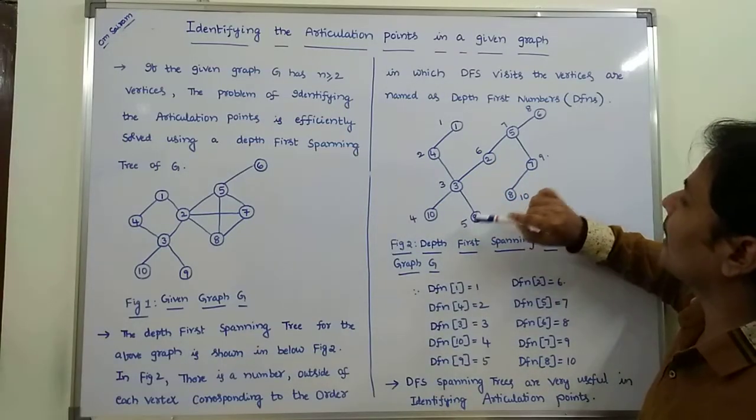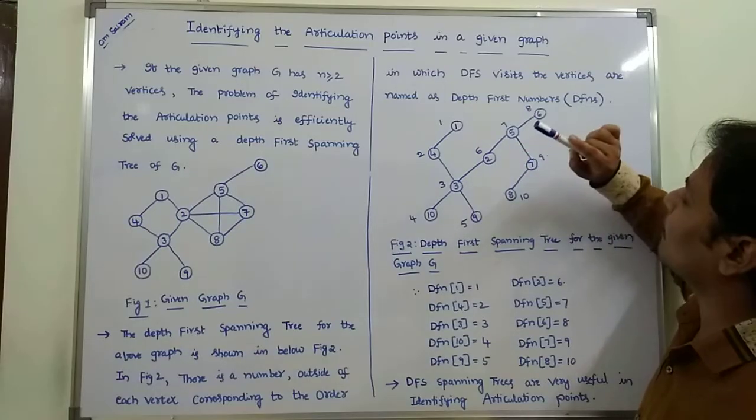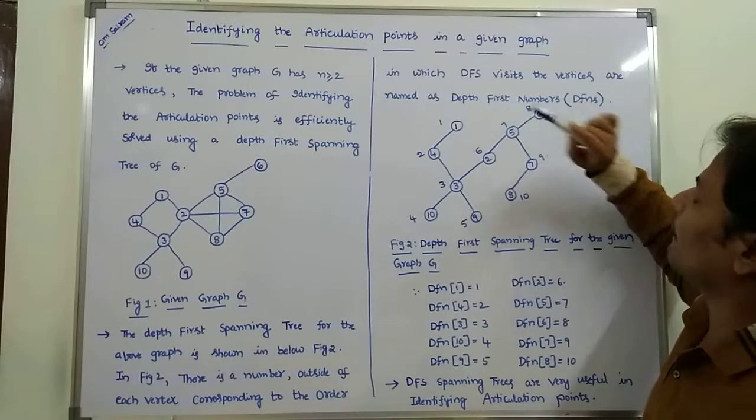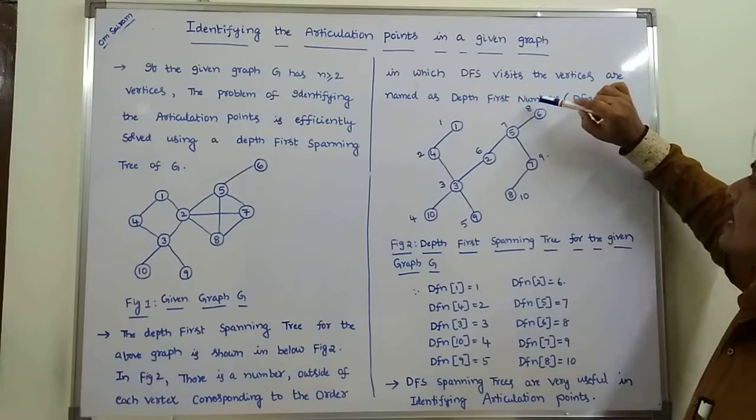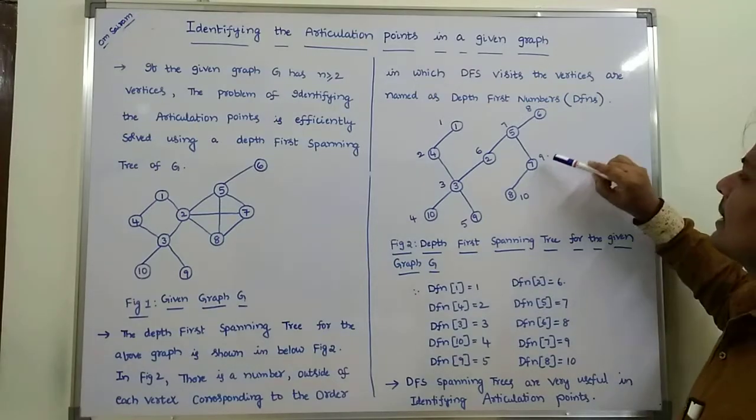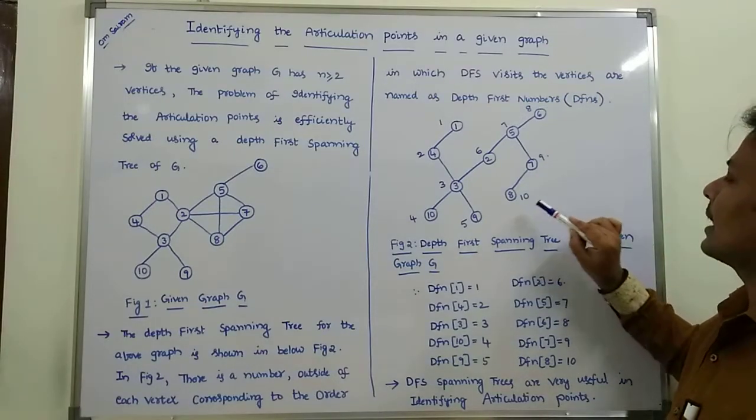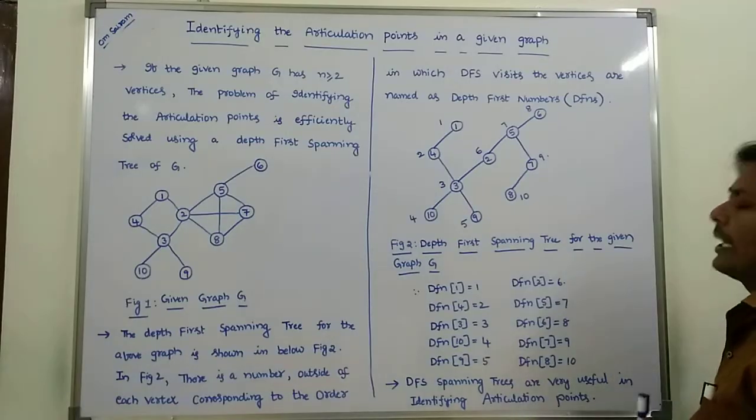Vertex 9, DFN number 5. Vertex 2, DFN number 6. Vertex 5, DFN number 7. Vertex 6, DFN number is 8. Vertex 7, DFN number is 9. Vertex 8, DFN number 10.